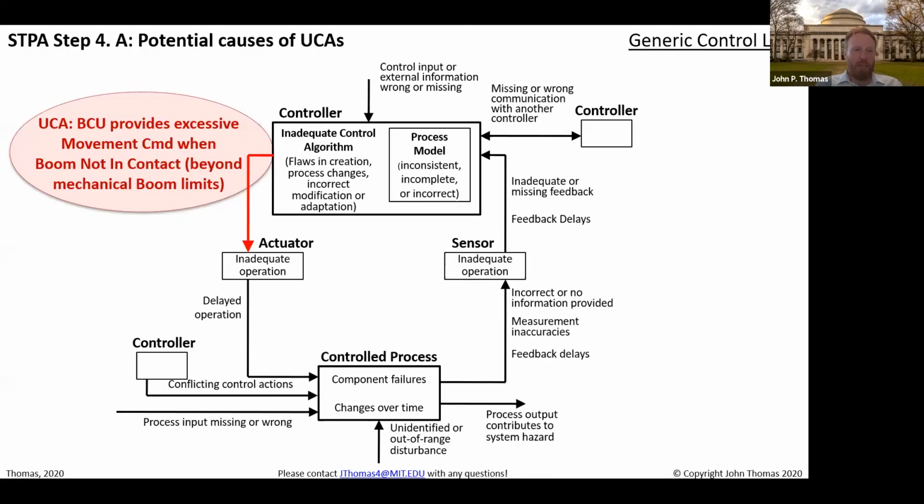All right, let's consider a different UCA. Let's look at the BCU, excessive movement command when not in contact. Remember, we just looked at the case where you are in contact, and we looked at a problem. Let's look at the other case, we're not in contact. So the BCU here provides excessive movement command when we're not in contact. So now we're not in contact, maybe there isn't even another aircraft nearby, and we provide these automated movement commands that are outside mechanical boom limits. What in the world would cause the BCU to do that?